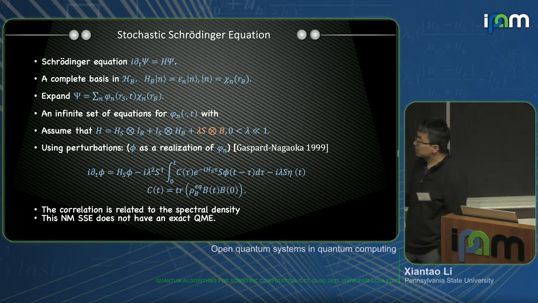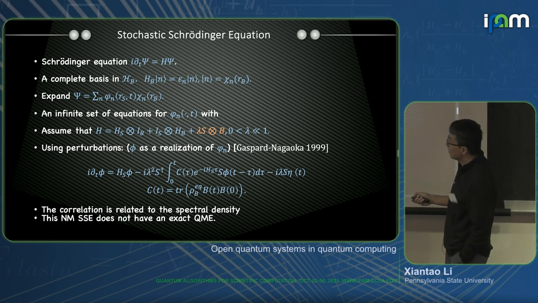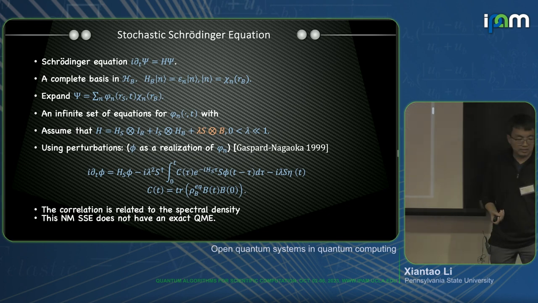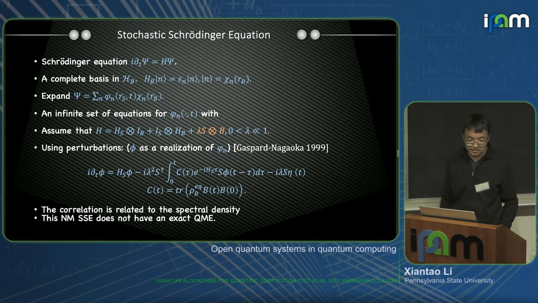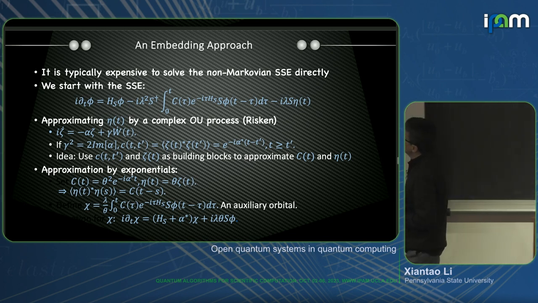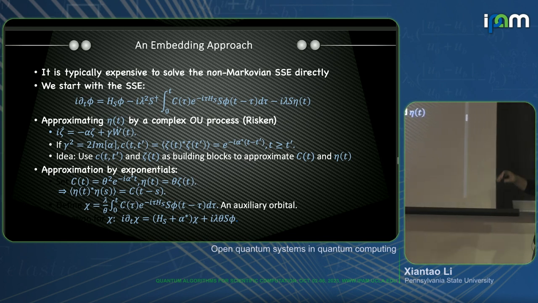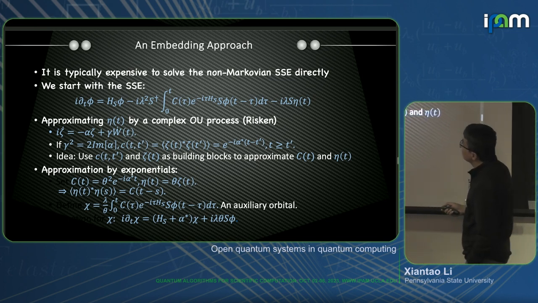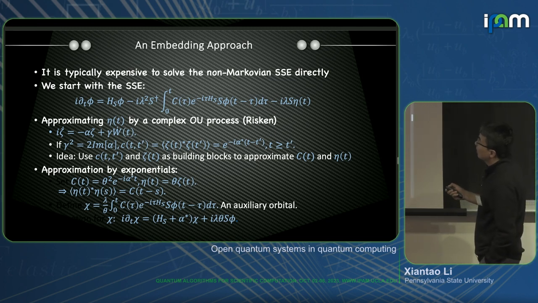But one potential issue with working with this is that if you take the covariance matrix, this doesn't have a closed equation. And so you cannot get an exact QME. The Itô formula you cannot use here, and so you don't have a closed form of the equation. The approach that we took, a trick that we used in some other context, is to break up this non-local in time term into local ones.